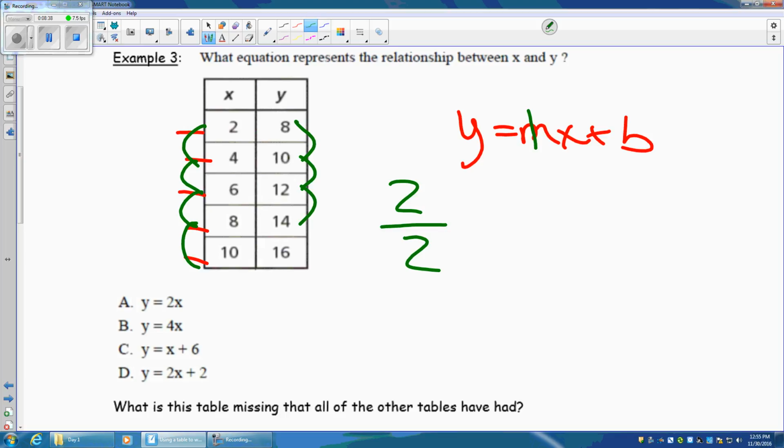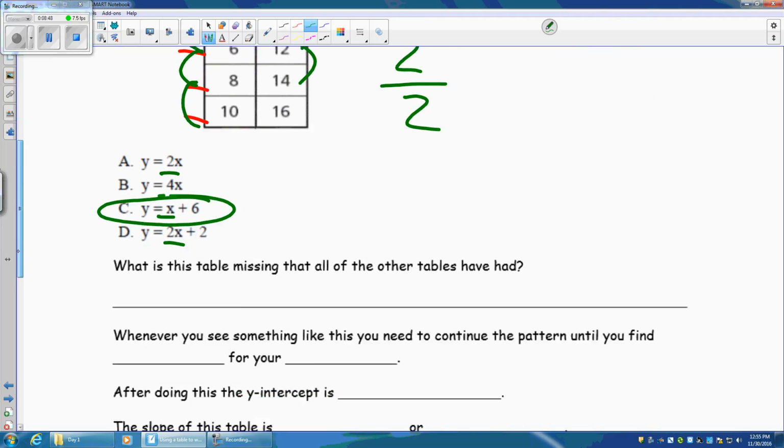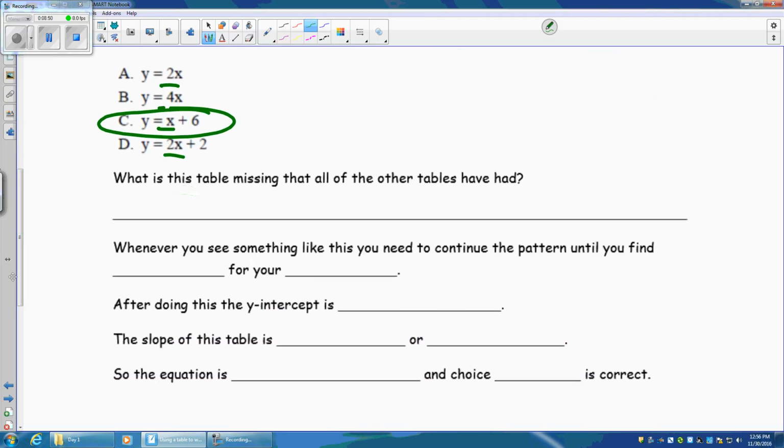How many down there have 1 for a slope? What's the slope on A? Not 1, it's 2, and then 4, and then 1, and then 2. So it's got to be C, right? And that's what I say down here. What's missing that all the other tables had? The 0, comma, whatever. Whenever you see something like this, what we need to do is continue our pattern until you find 0 for x.